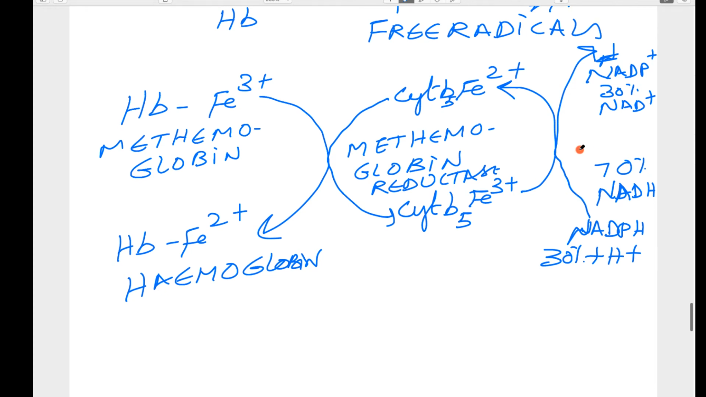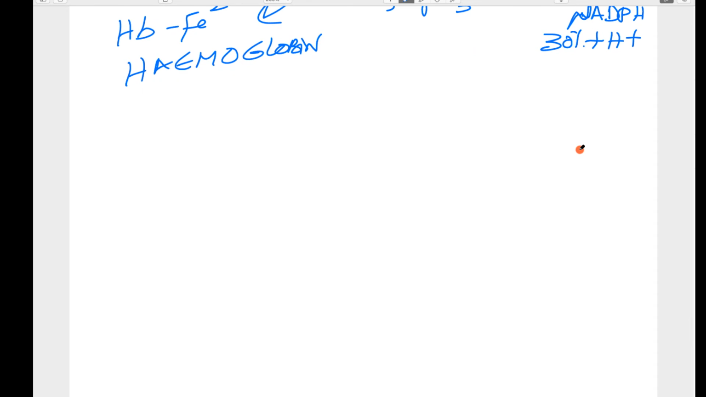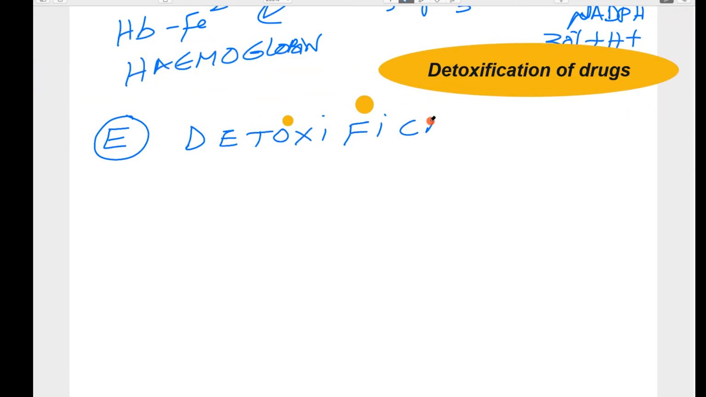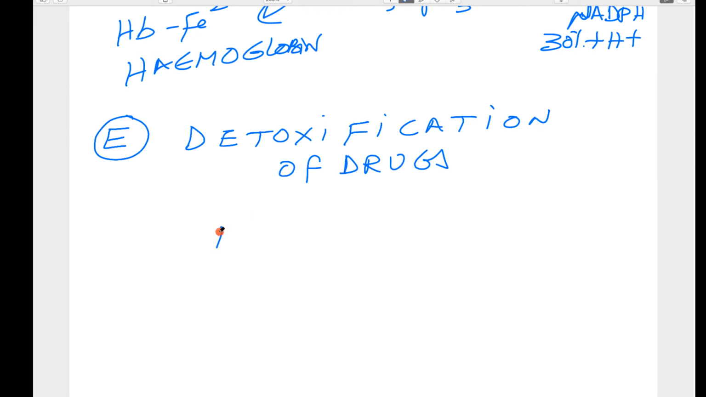Okay, the next one is detoxification. Detoxification of drugs and other agents, that is, drugs or medicines which we take. Suppose this is RH plus O2. Metabolism of a drug is taking place.